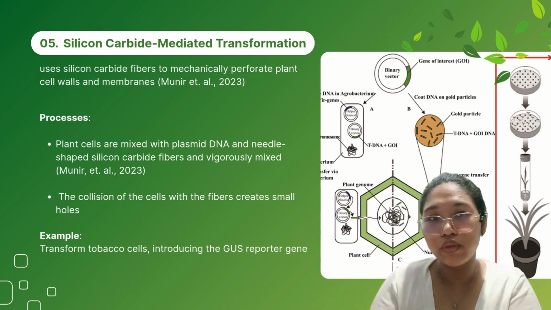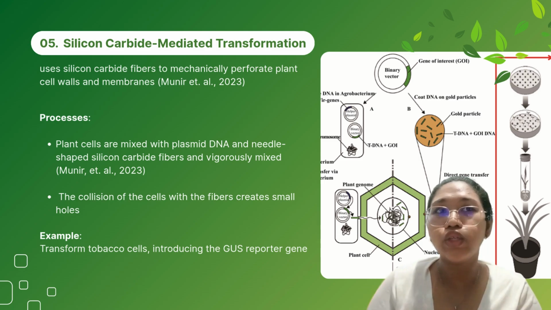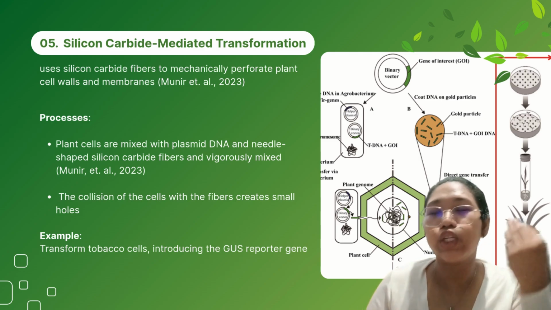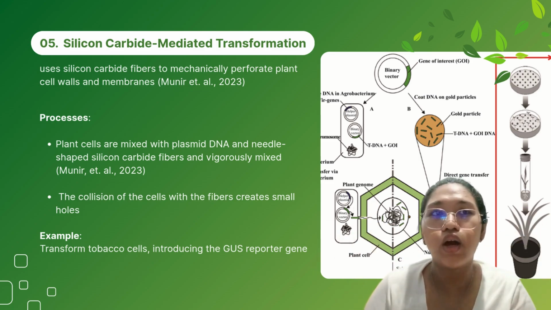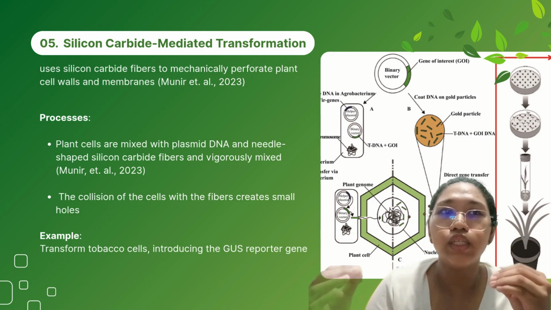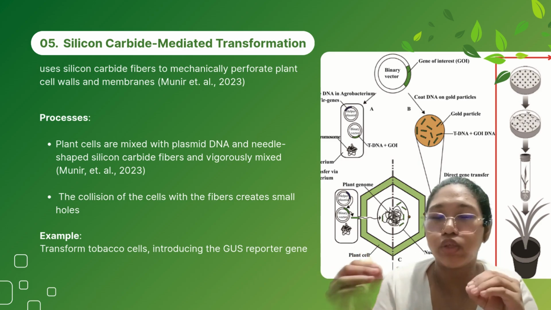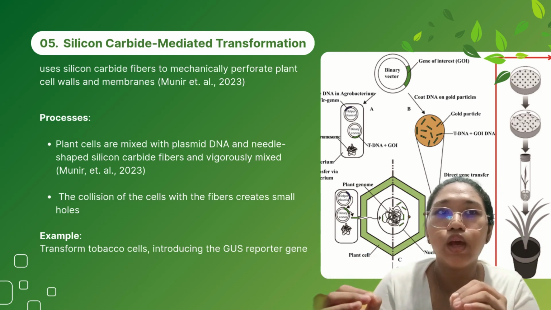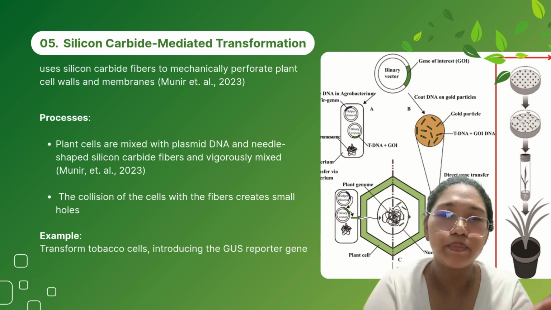Now, an example of that is the tobacco. It has been used to transform tobacco cells, introducing the GUS reporter gene. Now, this GUS reporter gene turns the cell blue when a specific substrate is added.